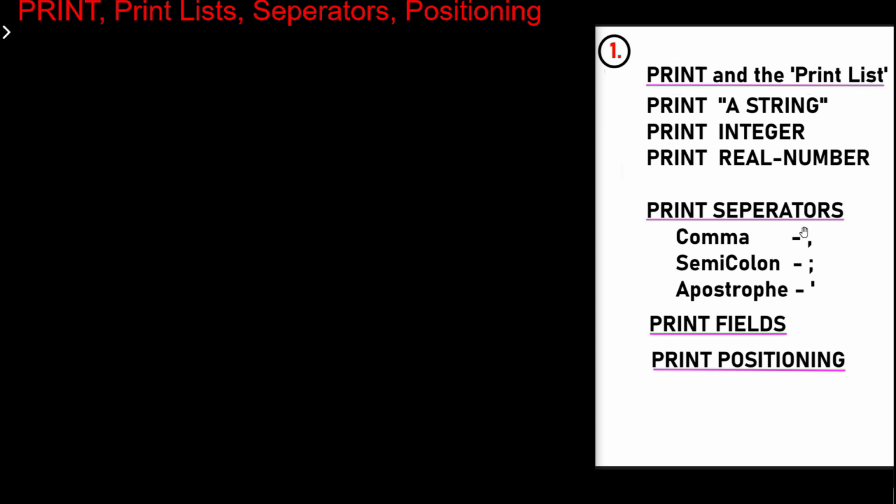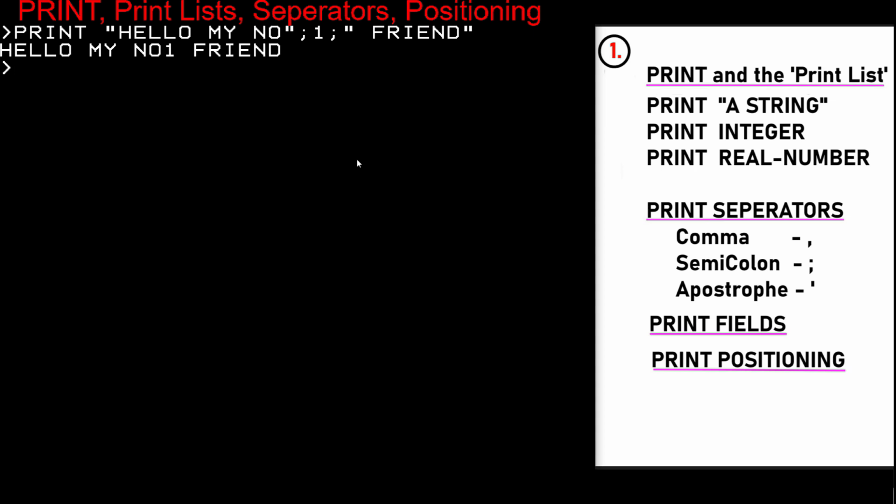Now, I talked about print separators. So the print separators we've got are a comma, a semicolon, and an apostrophe. So let's do some examples of that. So if I print a string first, so I'll put hello, my number, and then I put in a value. So this will appear directly after the string because it's a semicolon. And then I can add more. I can add, spell that right, and it says hello, my number 1 friend. So that's how you can combine those things.